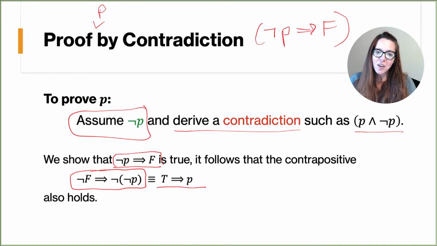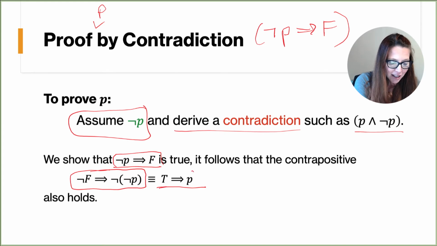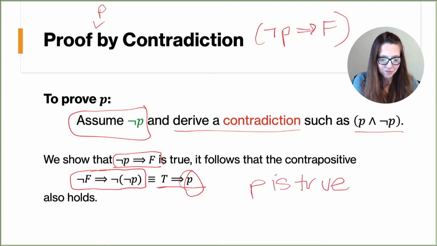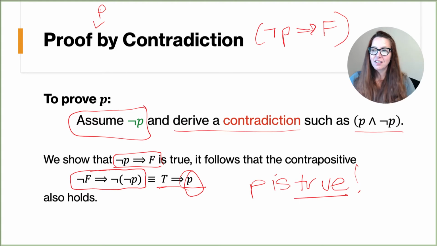And what do we know? If the antecedent of an implication is true, then P must also be true. And so in this case, that's the same as saying P is true. So let's take a look at what this looks like when we apply it to a form of proof.